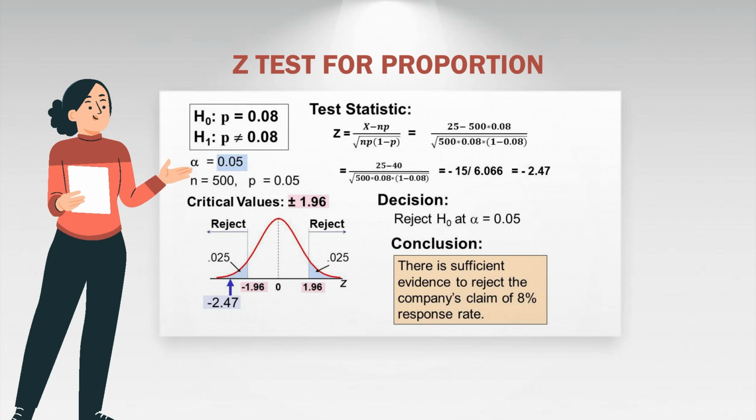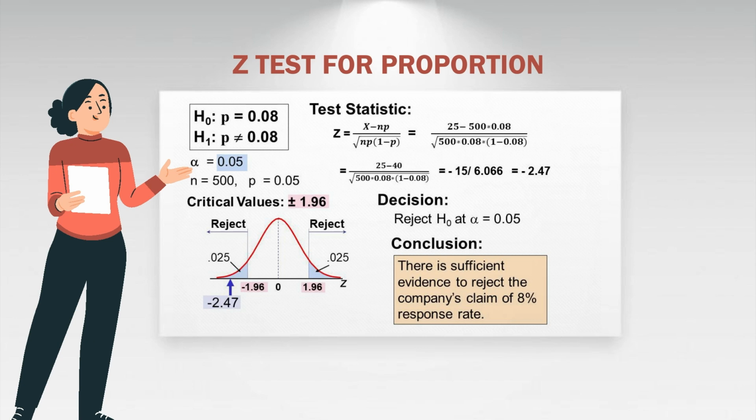Now this value has to be compared with the cutoff value which we get from the normal tables, depending upon the alpha value, that is the level of significance, the probability of type 1 error. From the Z table we know that the cutoff values are plus minus 1.96, because it is a both-sided test. The alternative hypothesis is not equal to, so it is a both-sided test.